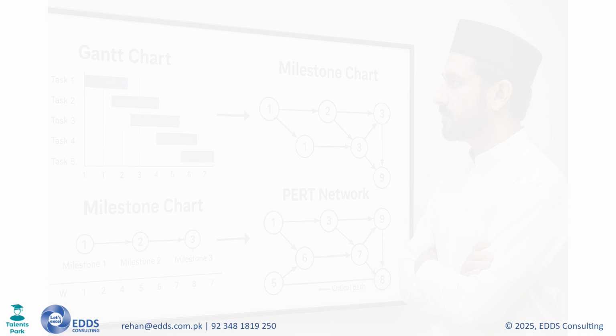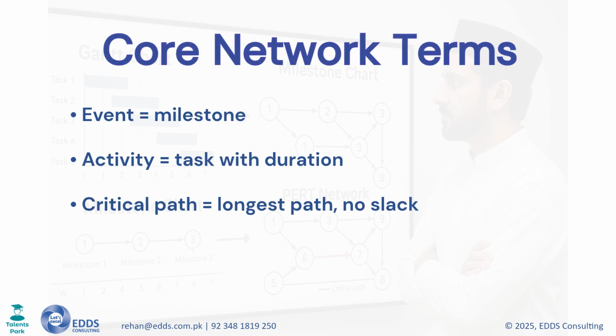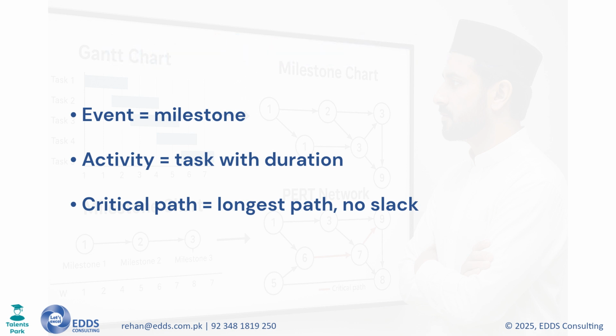Every network has 4 basic elements. Events, these are milestones or checkpoints. Activities, the actual segments of work being done. Duration versus effort. Duration is the time something takes, while effort is the actual amount of work. And the critical path, the longest path through the project. Managing the critical path is key to keeping the project on schedule.